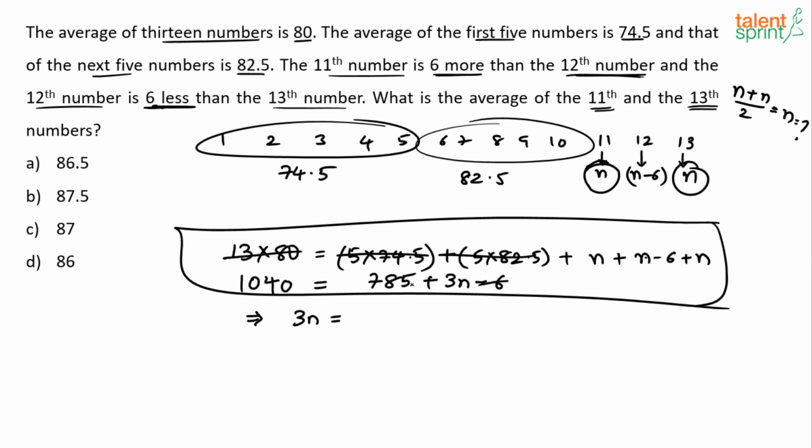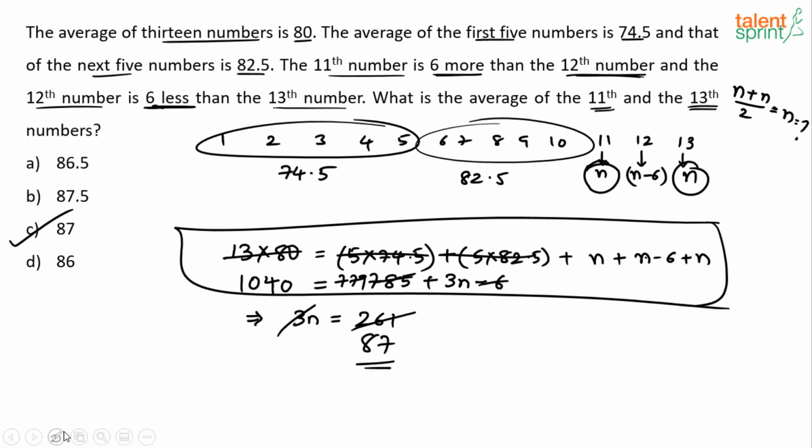785 minus 6 is how much? 785 minus 6 is 779. 1040 minus 779 will be 240 plus 21, 261. So what is n equal to? It will be 87 times. Yes or no? 87. Option C is the answer.